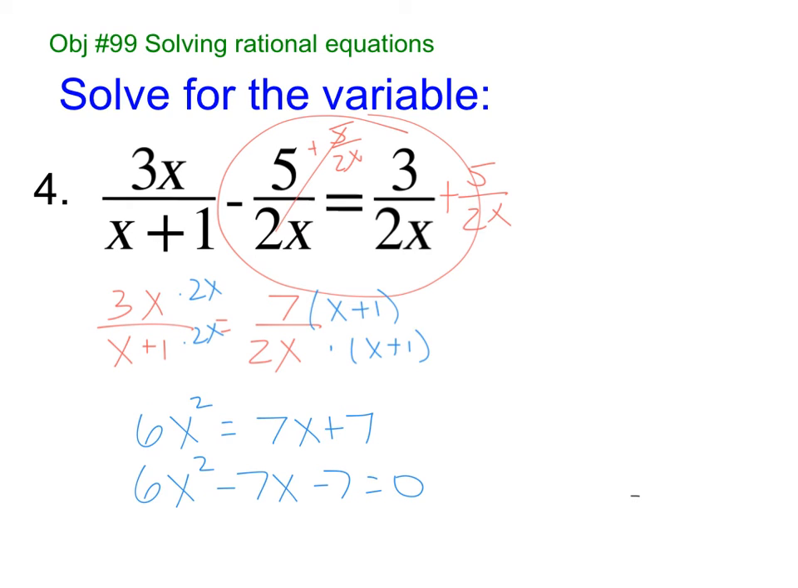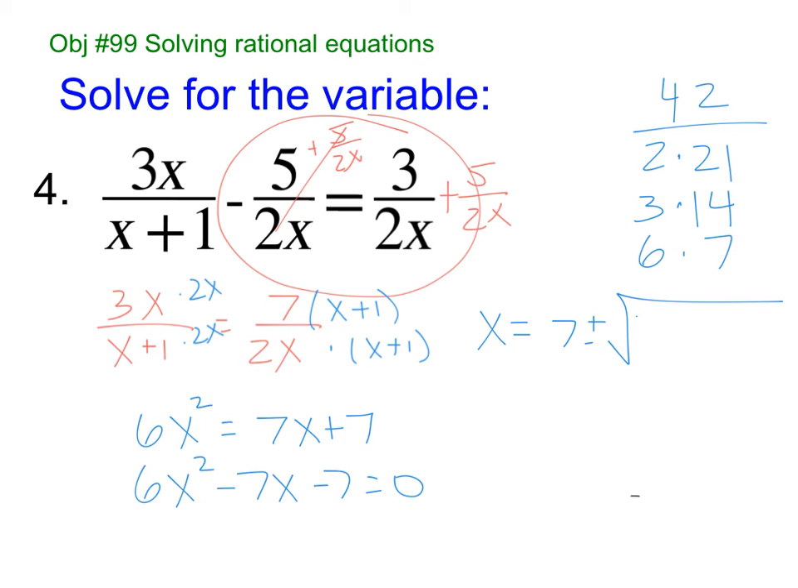Is this another one that's not going to work? All right, 42. 2 times 21, 3 times 14, and this is not factorable either. Ugh, these are the worst. What was I doing when I made this lesson last year? All right, quadratic formula. Let's see what happens with this one. x equals 7 plus or minus the square root of b squared, 49, minus 4 times 6 times negative 7, all over 12. So this one's going to have an answer.